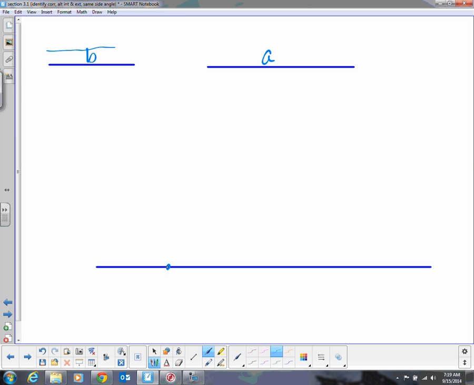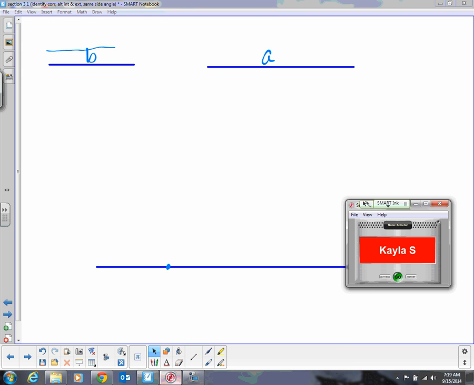So I'm going to make one point here. How do I make sure that I have a segment that's length A? So I want to duplicate a segment. So how am I going to duplicate a segment, Amanda?